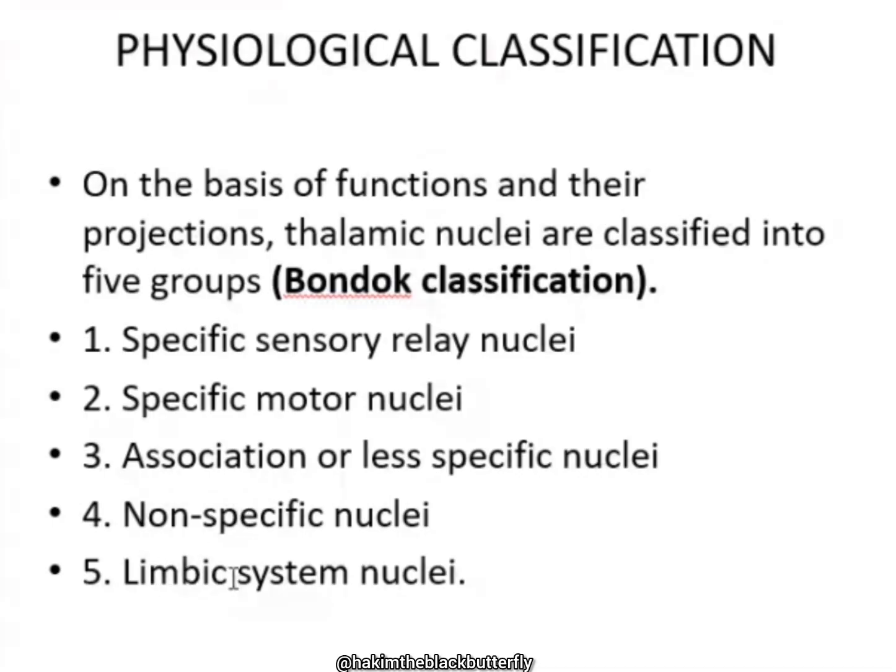Limbic nuclei. I urge you to go and read about the limbic system, the parts of the limbic system and its functions. And I told you that the fornix is part of the limbic system. So information coming to the thalamus from or going towards the limbic system is going to go to the specific nuclei of the thalamus, which are known as the limbic system nuclei.